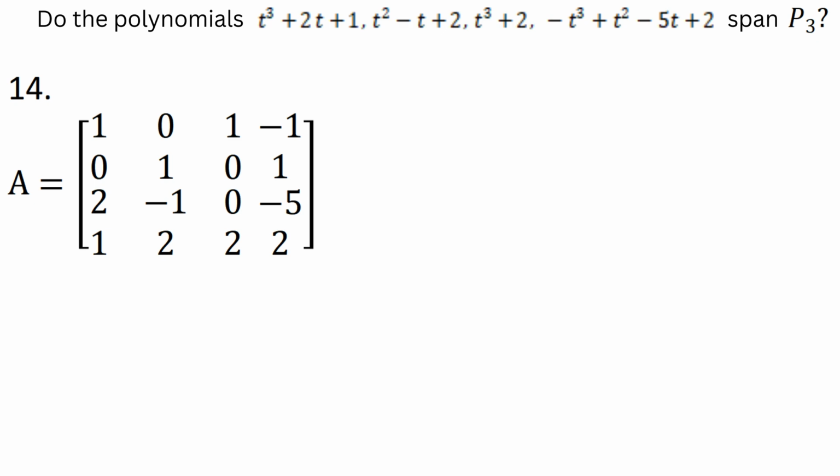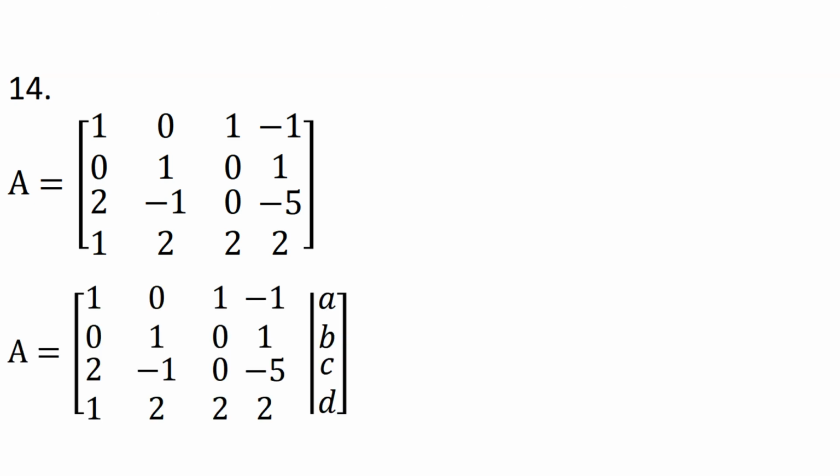So our matrix A is equal to this matrix. Column 1 we have 1, 0, 2, and 1. Column 2 we have 0, 1, negative 1, and 2. Column 3 we have 1, 0, 0, and 2. Column 4 we have negative 1, 1, negative 5, and 2. A, B, C, and D, that is our x, the vector of our unknowns.